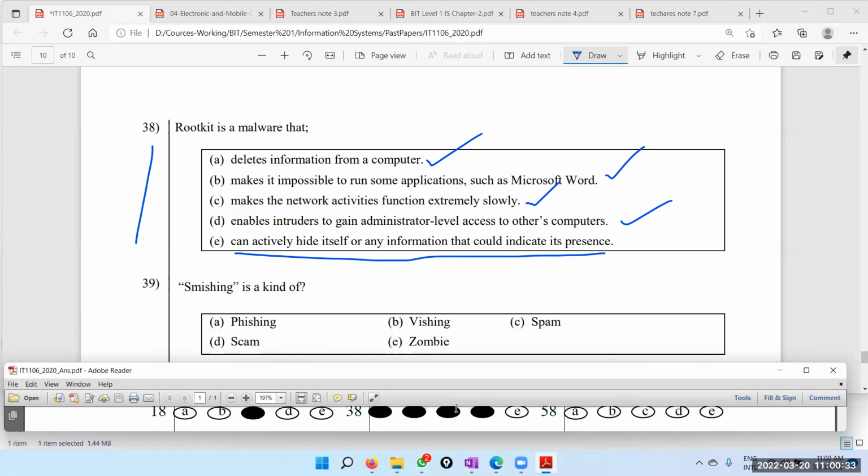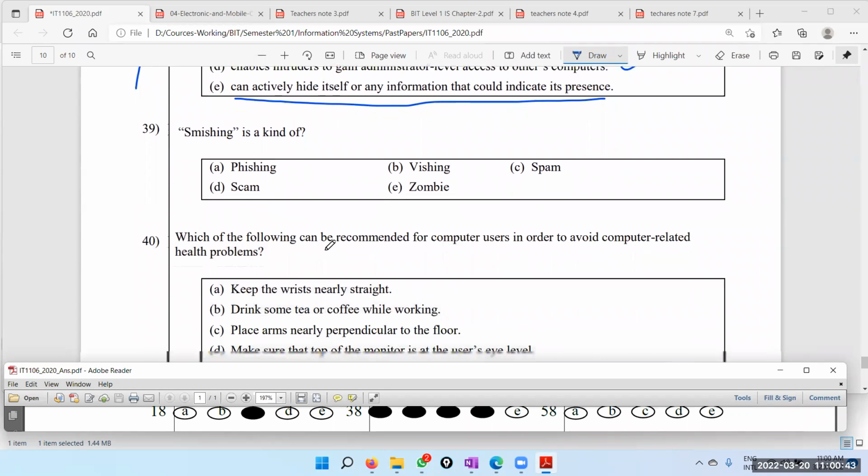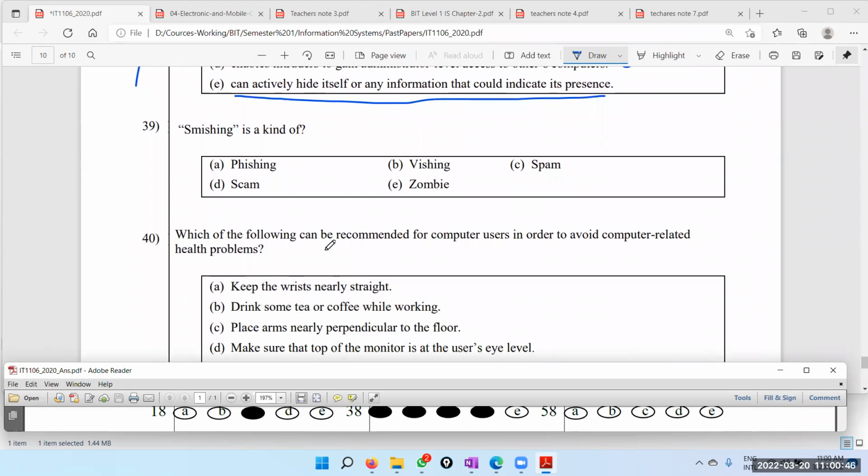Right. So they have taken everything other than E. Okay, because this is more into the viruses. Right, more into viruses. Right, 39. Smishing. Right, so smishing is derived from phishing.